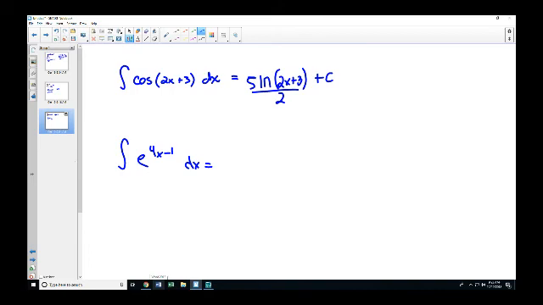Same situation. E to the 4x minus 1 over 4 plus C. So you're just counteracting the chain rule there. At its most basic. U substitution, which we get into, is the chain rule for antiderivatives. So there you go. You've got 10 different antiderivatives. We haven't written the trig functions down, but there are 6 of them.